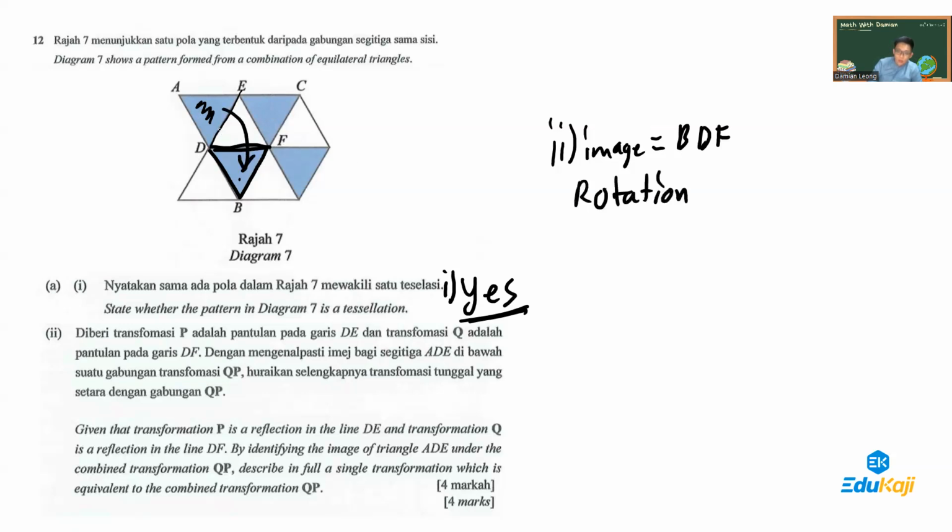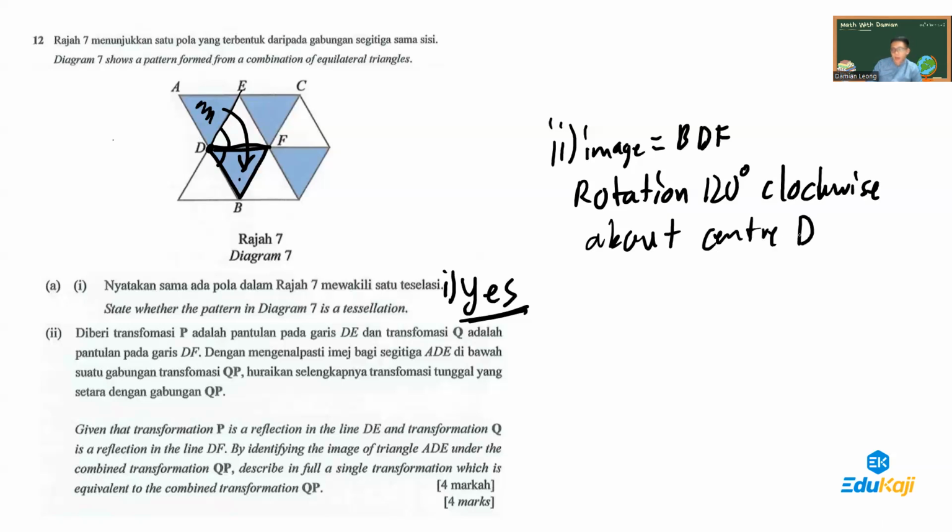Rotation. Each of these is an equilateral triangle, which means each of these angles is 60 degrees. So 60 twice means 120 degrees. This way is clockwise. The center of rotation is the point that doesn't change, which is point D, or center D. Okay, just like that.